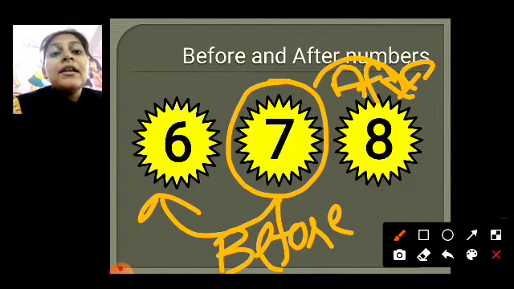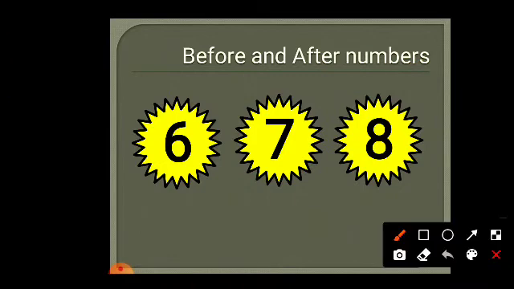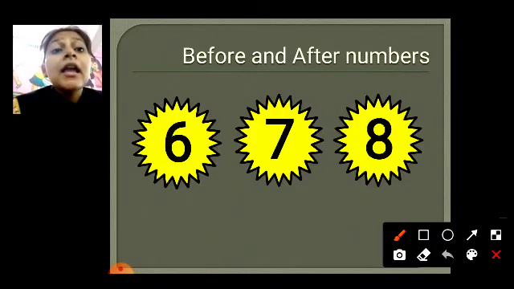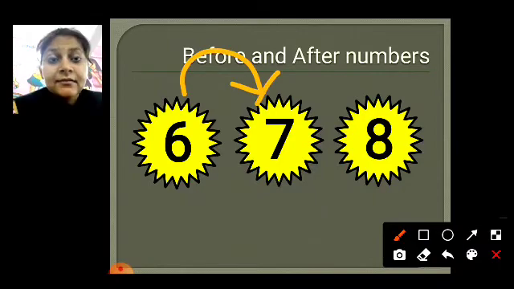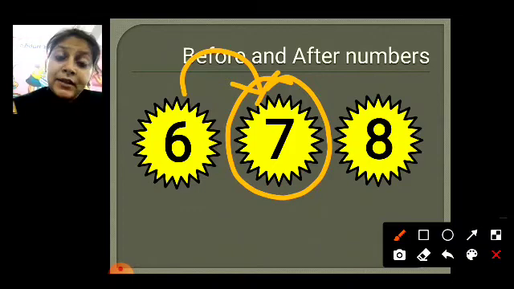See, 7 is before number of 8, and 8 is after number of 7, right? Also we can say that 7 is after number of 6, right? 7 है वो 6 के बाद आता है. So 6 is before number of 7 and 7 is after number of 6, right?